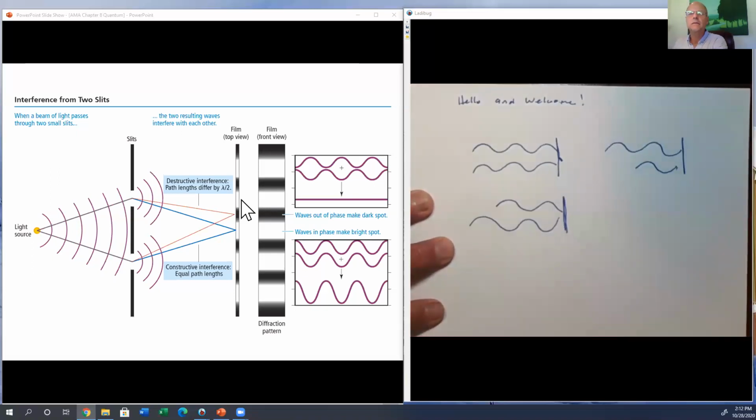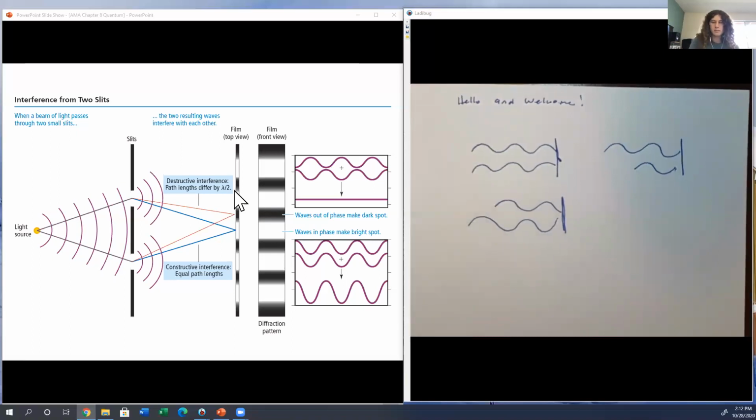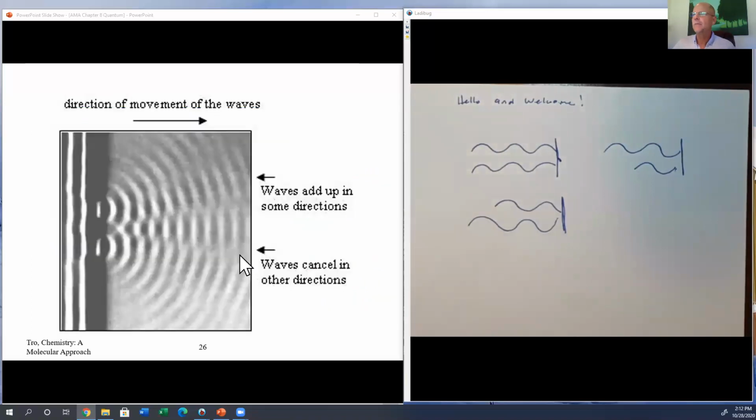What happens when they meet? Constructive interference. Constructive again, okay? This is called an interference pattern, all right? And it always happens when you send a wave through two closely spaced slits, you get this interference pattern of dark and light spots, okay? So keep that in mind.